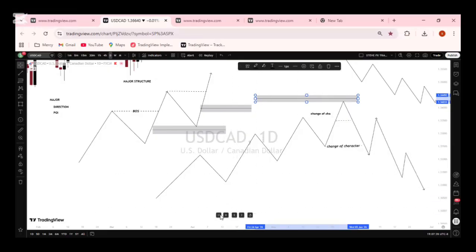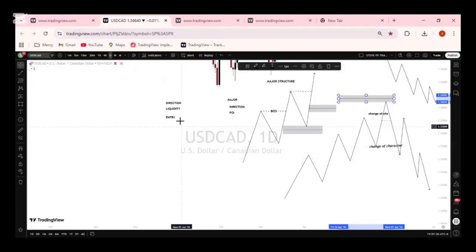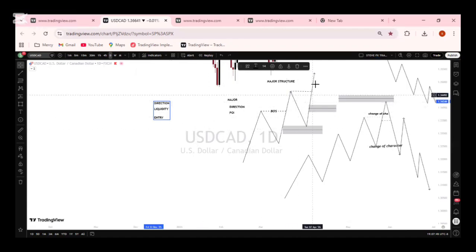Major structures indicate, or are, the directional engine of the market. So as we keep on breaking them, it shows that the direction is intact. And when it breaks in the opposite direction, it shows that the market is changing direction.